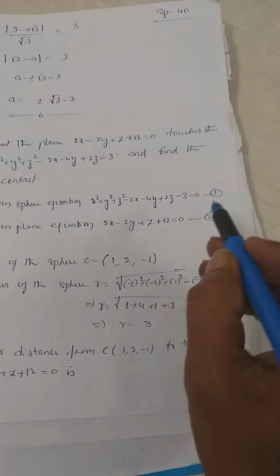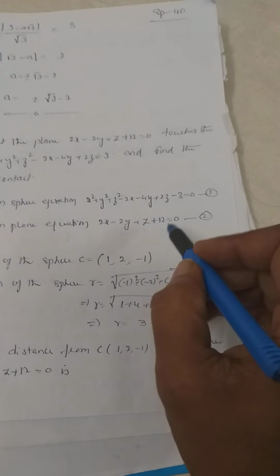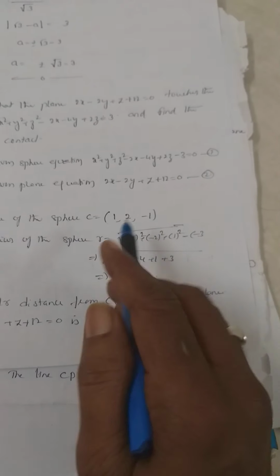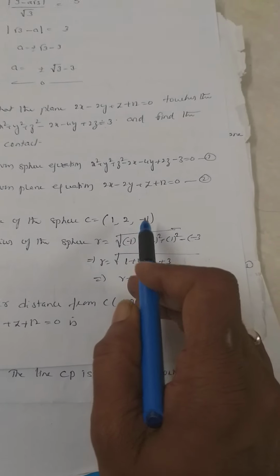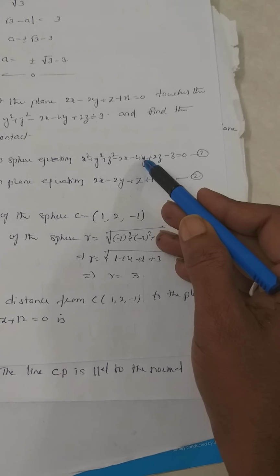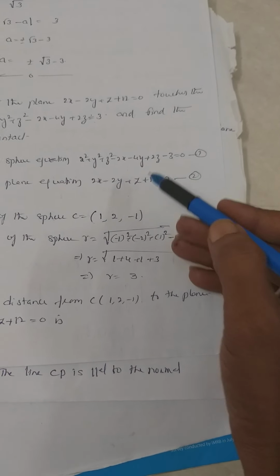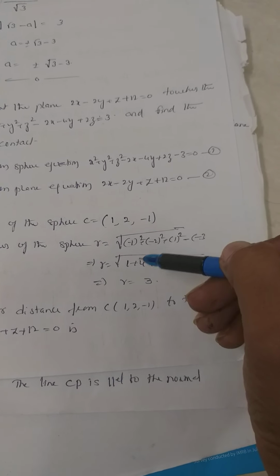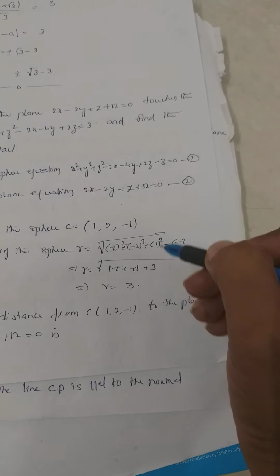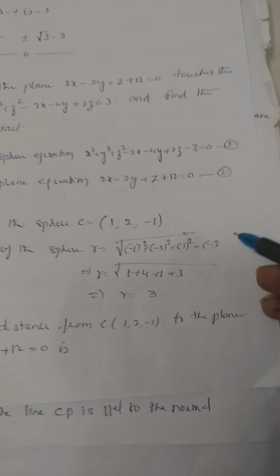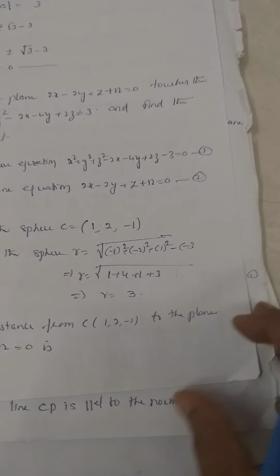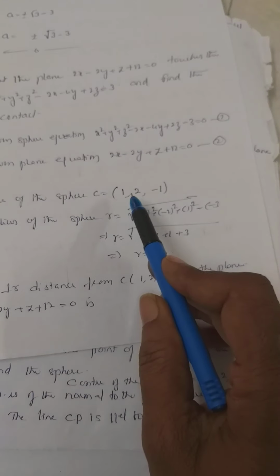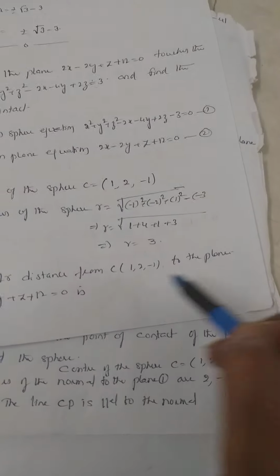Now see, we wrote equation number 1, equation number 2. This is the given sphere equation. This is the plane equation. Now we found the center of the sphere: minus of x coefficient by 2, minus of y coefficient by 2, minus of z coefficient by 2 is the center. Right. Next, radius is equal to square root of u square plus v square plus w square minus d. Now radius is equal to 3. Now we have to find the perpendicular distance from the center of the sphere to the plane, right?